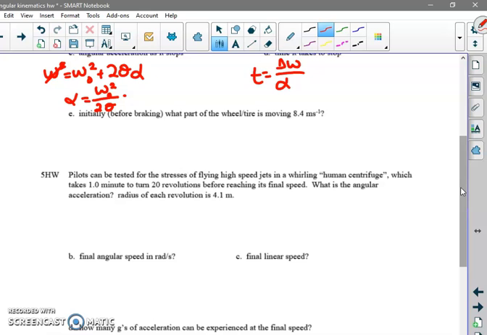All right, initially before braking, what part of the wheel, this tire, is moving 8.4 meters per second? If we've got a wheel like that on the ground, understand it's the center of mass that's moving that. This part, at the moment that's touching, is 0, so if this is 8.4, then this part up here has to be moving twice that, 16.8. That's an important thing to understand about rolling.